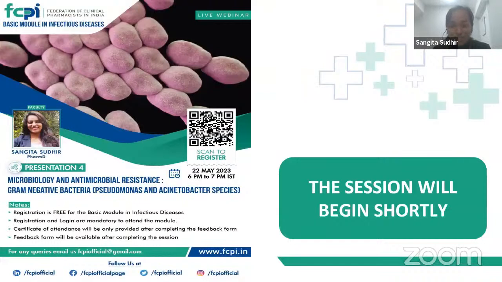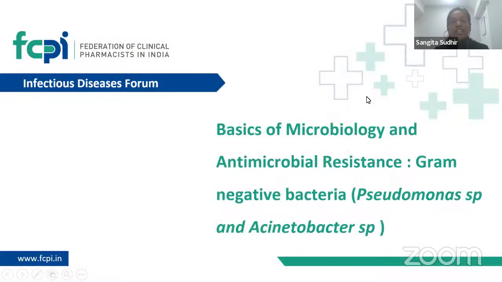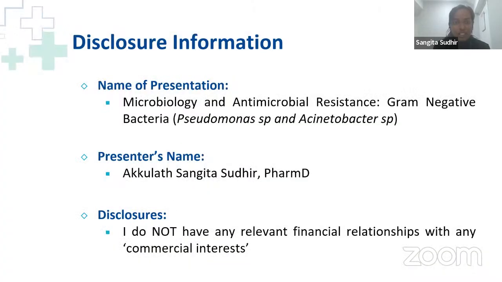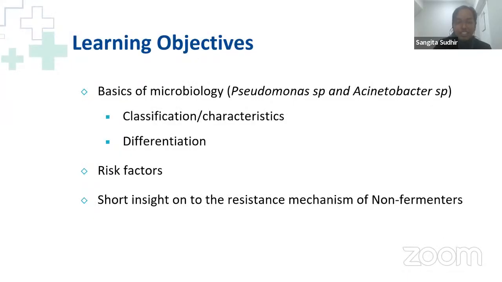We have already discussed the basic microbiology and antimicrobial resistance of gram-negative bacteria, focusing on Enterobacteriaceae, in the first session. Today we are focusing on the non-fermenters, especially the Pseudomonas and Acinetobacter species. We will be discussing the classification, characteristics, differentiation, the focus of infection, and some of the risk factors, and some short insights into the basics of resistance mechanisms.